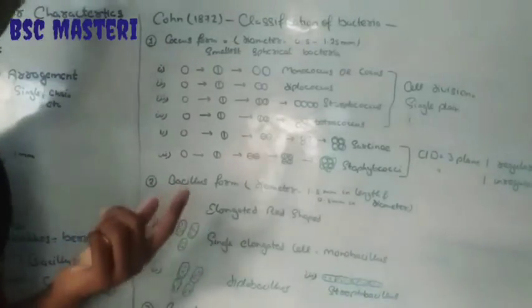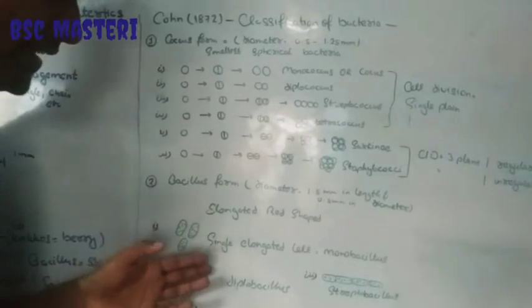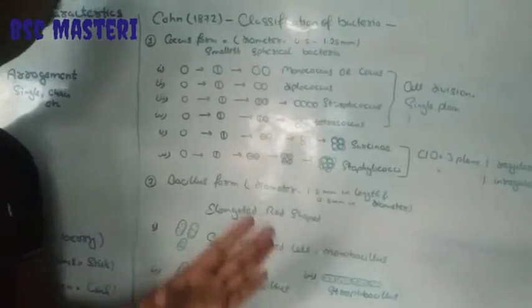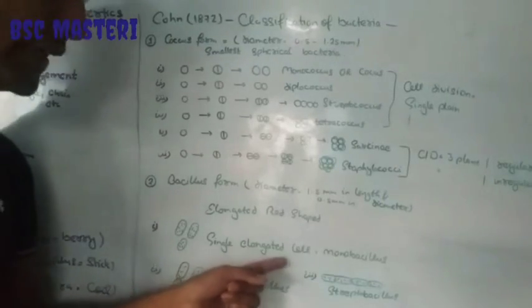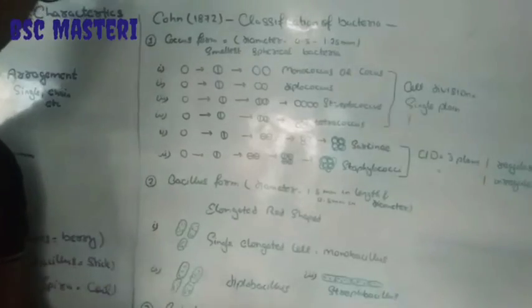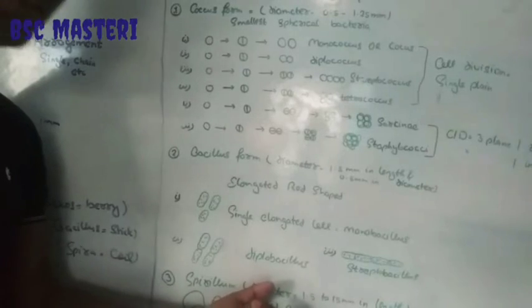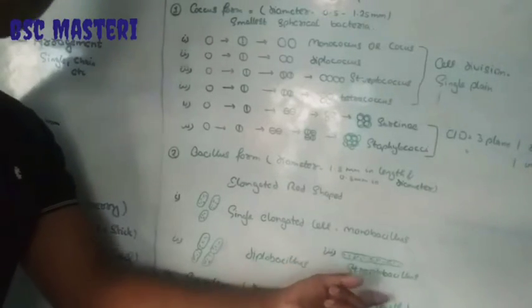They are further divided into three types. First is the single elongated cell. If the bacteria are present in singular or independent form, it is known as monobacillus bacteria. Second is the diplobacillus bacteria, if the bacteria are present in a pair. Third is those present in a chain. If the bacteria are present in the form of a chain, they are Streptobacillus bacteria.